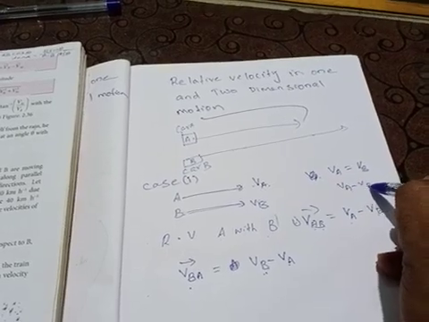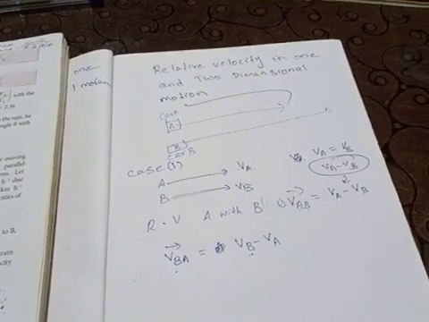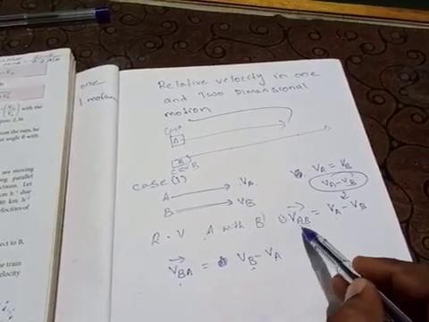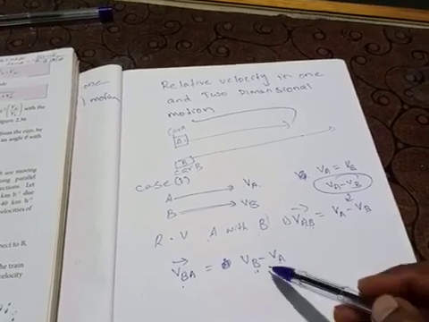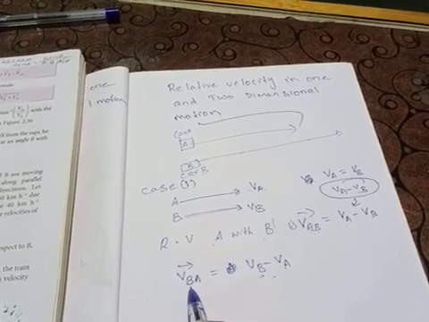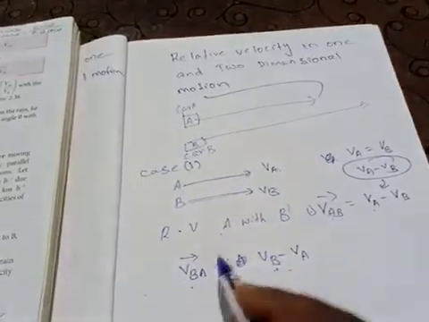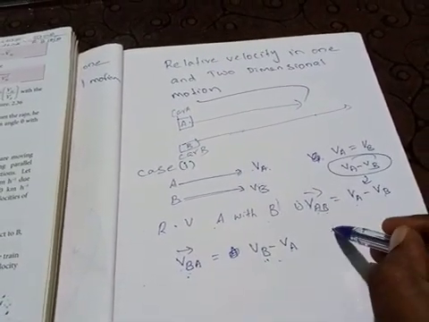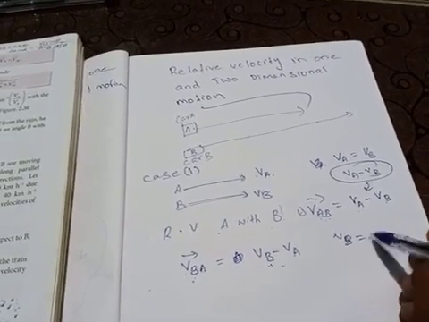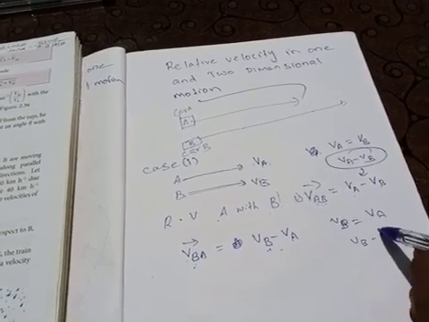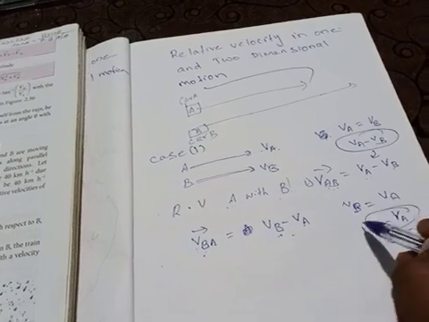VA minus VB. That is what I wrote here. The relative velocity of object A with respect to B is VAB equals VA minus VB. In the same way, now we compare the relative velocity of object B with respect to A. Here too the cars are moving with uniform velocity on the same track. So VBA is equal to VB minus VA. This is what we are writing here. This is the first case.